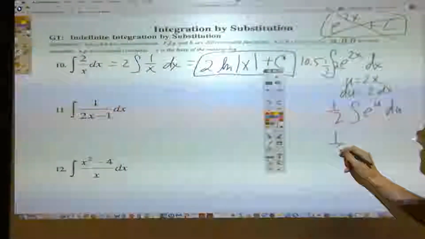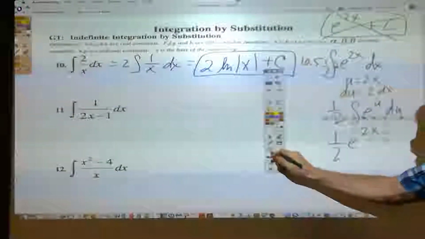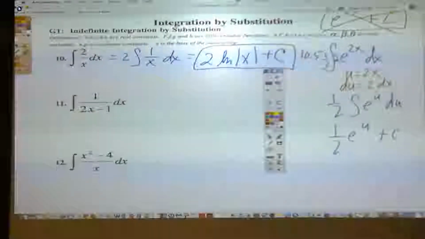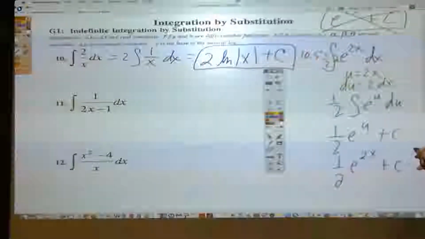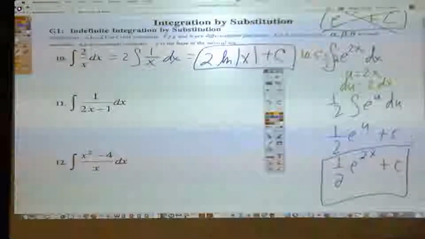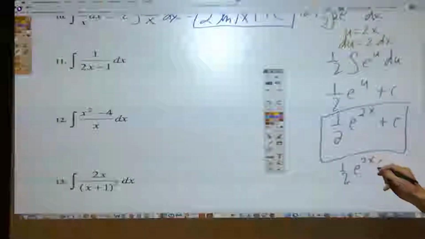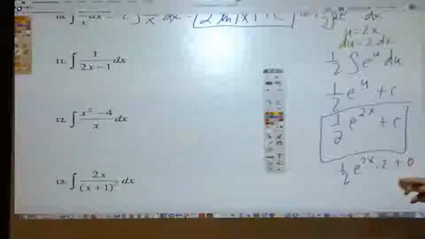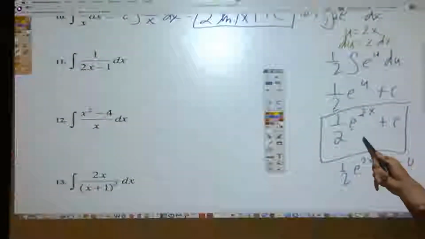When you're done, you can take a peek up here. If you're showing all your work, you end up with 1/2 e to the 2x plus c. If you don't believe it, you can take the derivative of this family. If you want to check, the derivative of 1/2 e to the 2x is 1/2 e to the 2x times the derivative of the blob plus 0. The 2's cancel, you get e to the 2x, sure enough. So, any questions on how to get the antiderivative of e to the 2x in problem 10.5, 1/2 e to the 2x plus c?